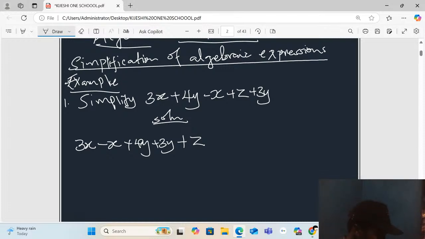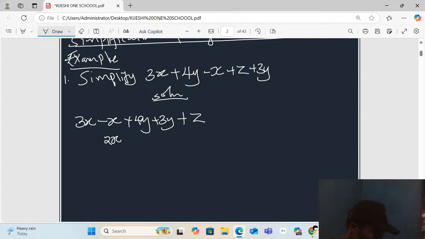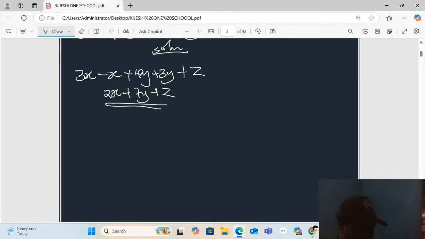Now 3x minus x, you're going to get 2x. Then 4y plus 3y, you're going to get 7y. Then plus z. That is how you simplify an algebraic expression. We've collected the like terms together, and we arrive at our answer as 2x plus 7y plus z. So that is it.